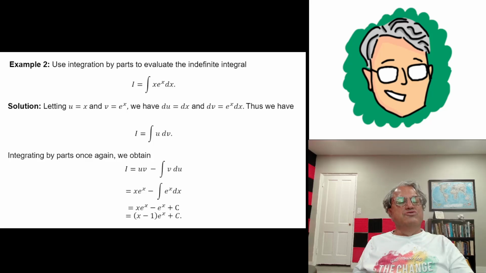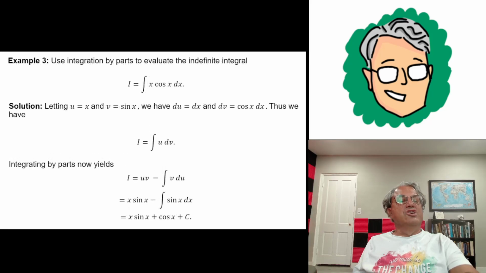And again, we can group terms. We can factor out e to the x. And the first two terms, we just get (x minus 1) times e to the x plus c. Anyway, so let's do a couple more examples, kind of like that one.